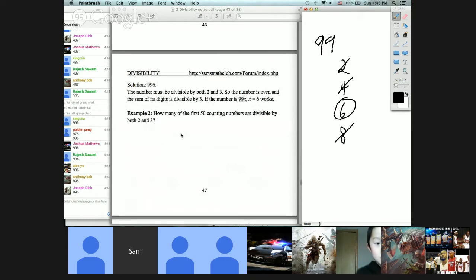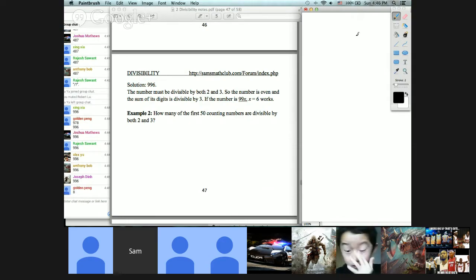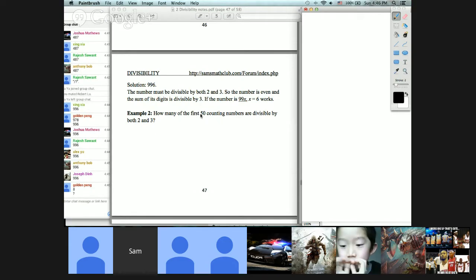Okay. How many of the first 50 counting numbers are divisible by both 2 and 3? Remember, if it asks for both 2 and 3, then it's going to be divisible by 6. So it's basically asking, how many multiples of 6 are there under 50?